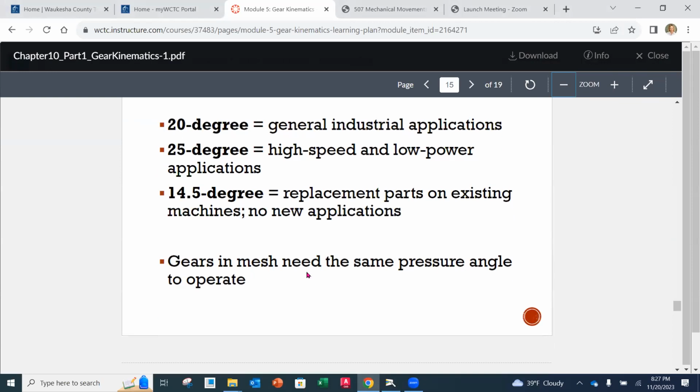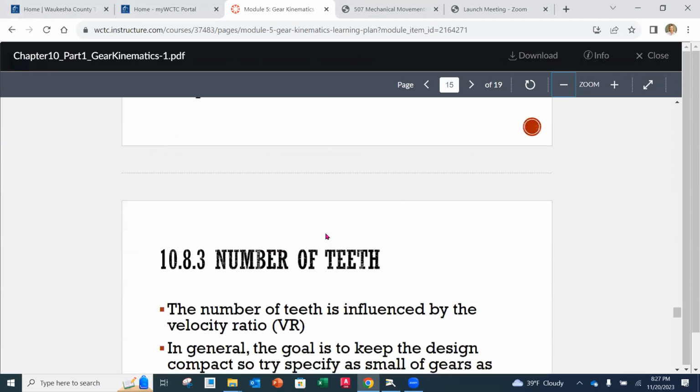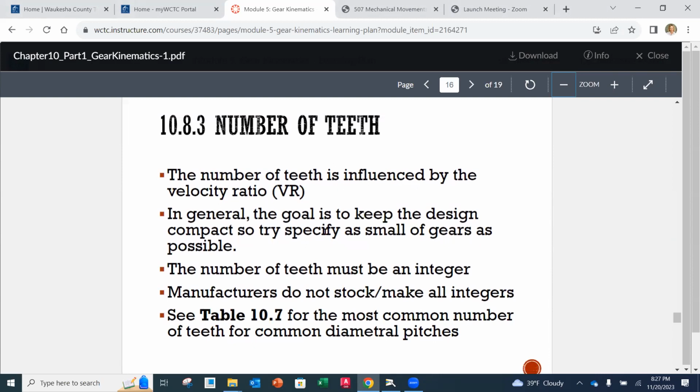We just need to know that we need to specify the same pressure angle when we have 2 gears in mesh. Number of teeth is the last one. So when we look at number of teeth, this is going to influence your velocity ratio. If the pinion and the gear have the same number of teeth, then they're going to be rotating at the same RPMs. But as we said earlier, the most common application for gears is where we're going to want to slow down the speed and then increase the torque. So we're going to have different size pinions to gears.